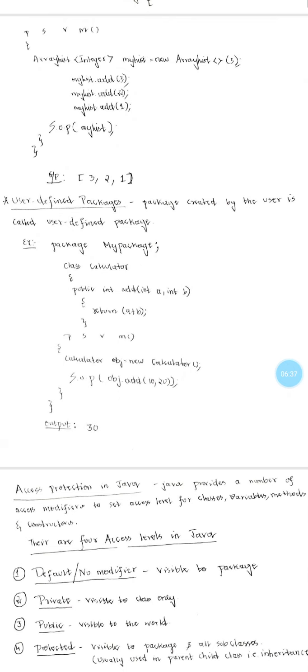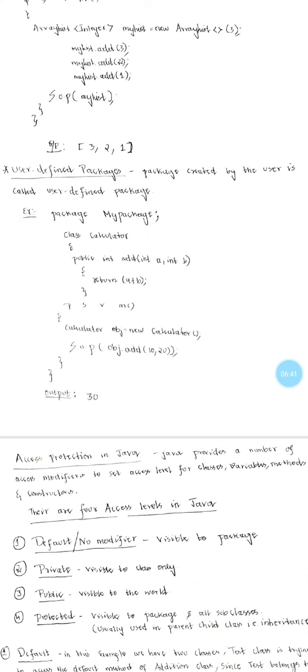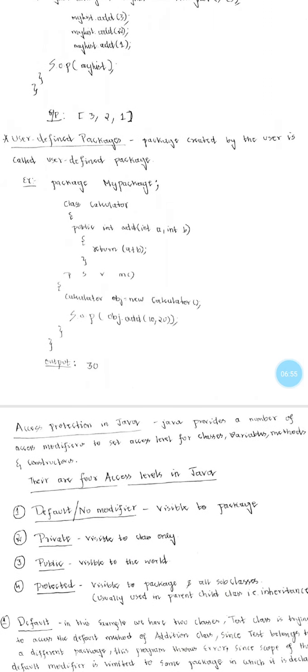Now in the main method I am creating an object with respect to class calculator, and I am printing obj.add of 10, 20. This will give me the output as 30. So this is a simple example that showcases the usage of user defined packages. Okay, this is about packages.